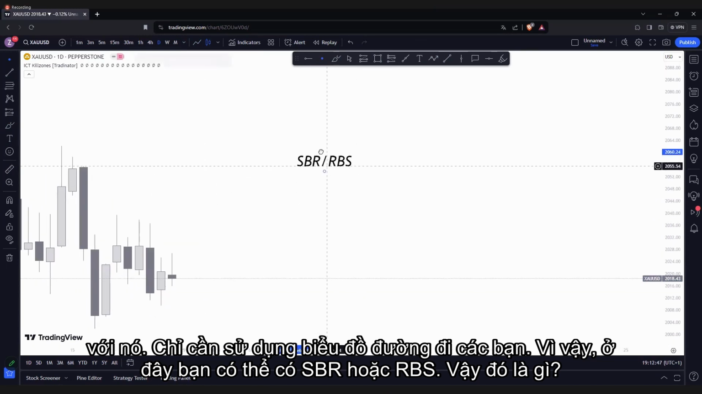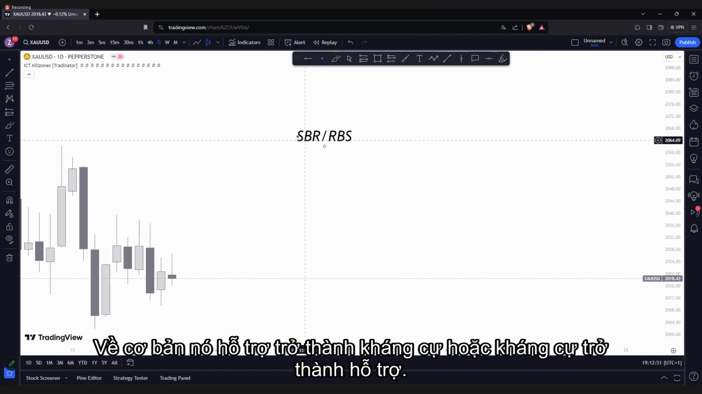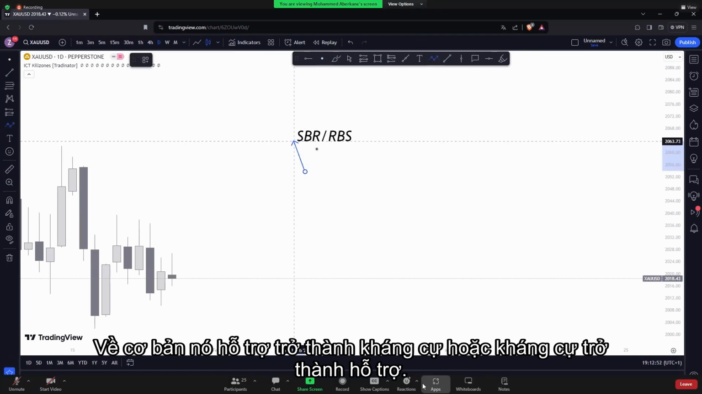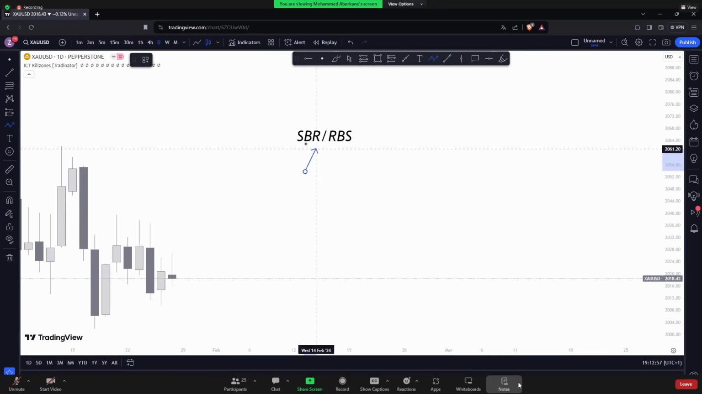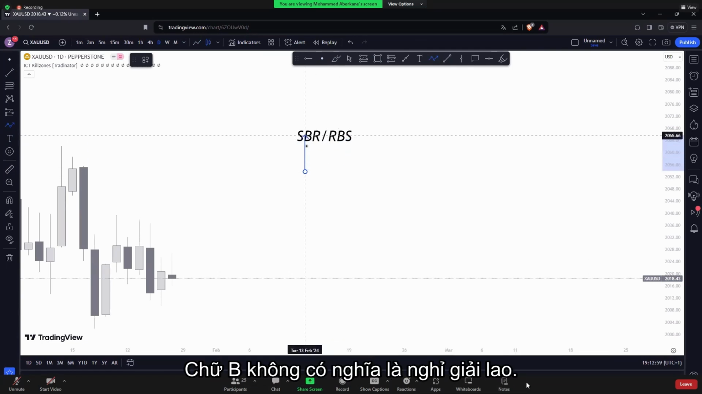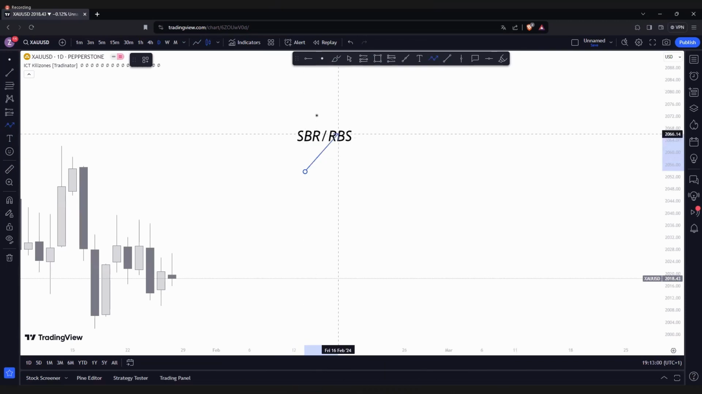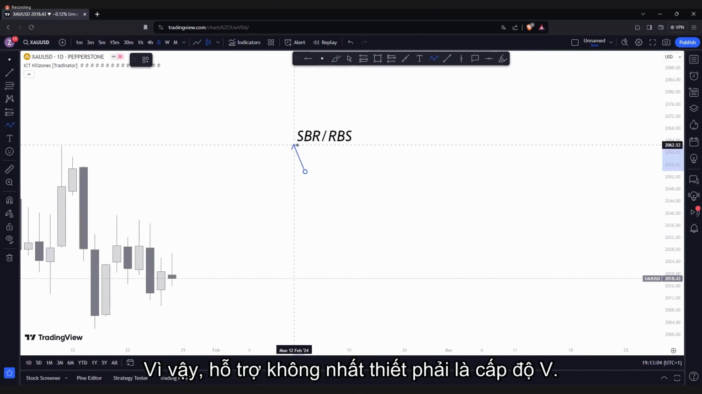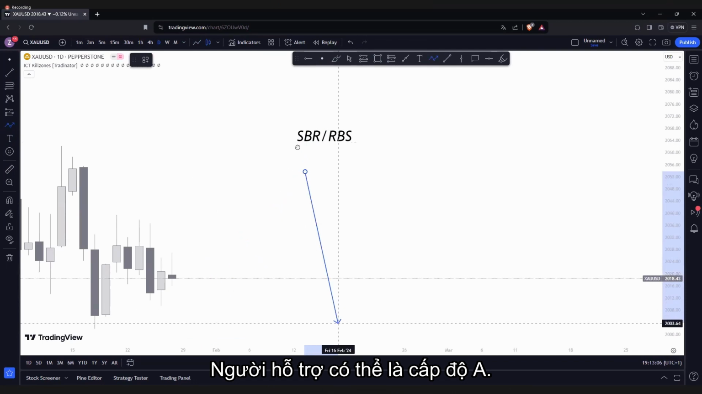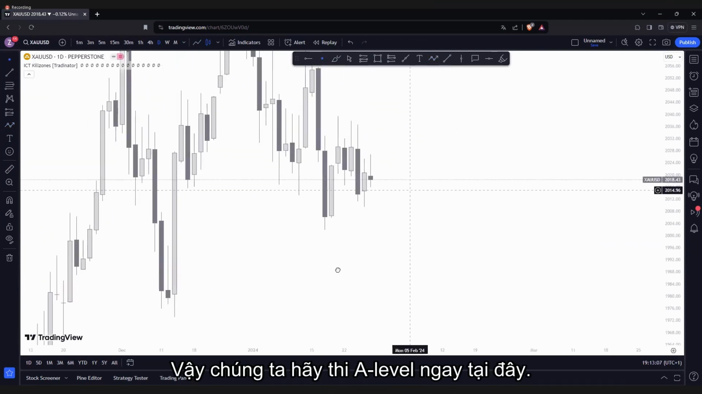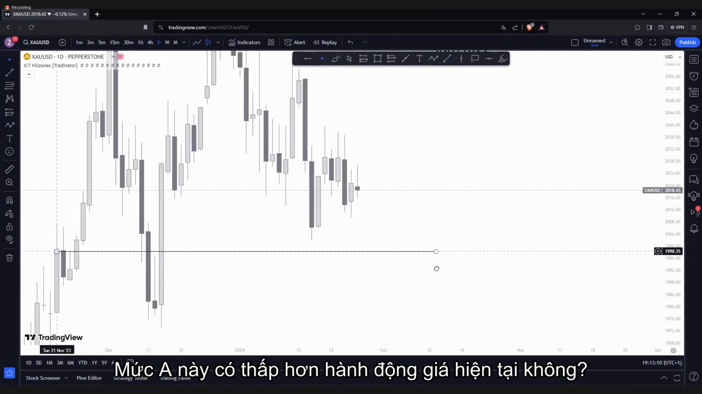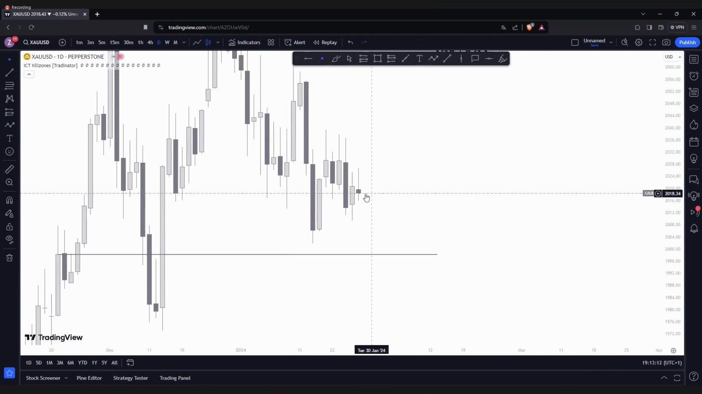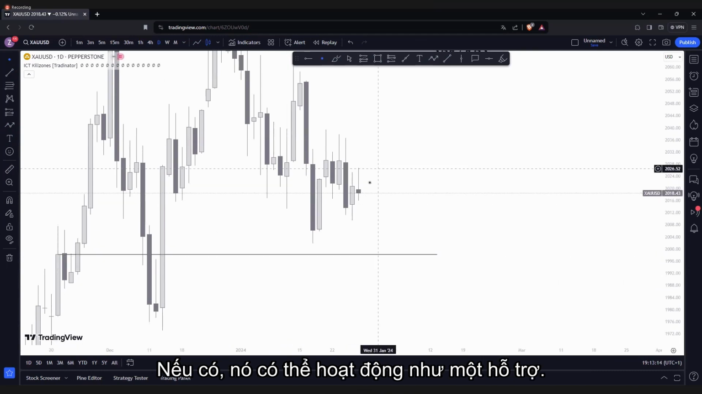So here you're gonna have an SBR or RBS. So what's that? It's basically support becoming resistance, or resistance becoming support. It's not break, okay? The B does not stand for break, it stands for become. So a support does not have to be a V level. A support can be an A level. So let's take this A level right here. Is this A level below the current price action? If yes, it can act as a support.